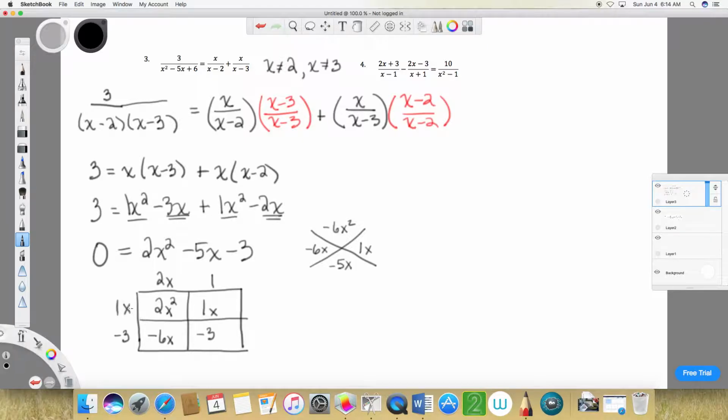And we can multiply and check and see if we haven't made a mistake. 1x times 2x is 2x squared. 1x times 1 is 1x. Negative 3 times 2x is negative 6x. And negative 3 times a positive 1 is negative 3. So it looks like we've done it correctly. I need a little bit more room.